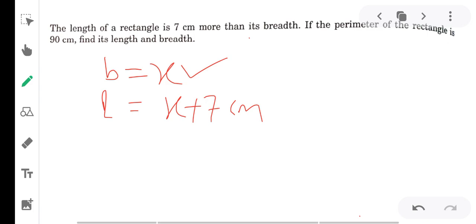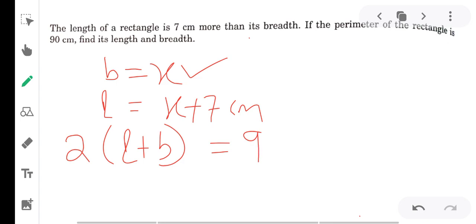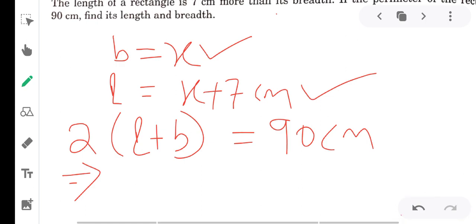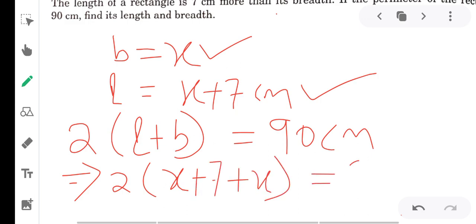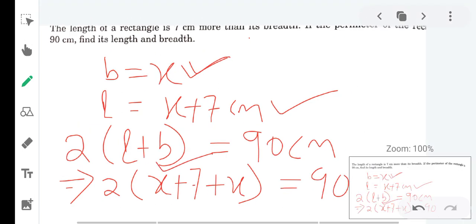So the perimeter of the rectangle is 2 into (length plus breadth), equal to 90 cm, given. You have to write down all these things. Let the breadth of the rectangle be x, then length, 7 cm more than its breadth, equals x plus 7. You have to follow the proper method. So 2 into (x plus 7 plus x) equal to 90 cm. Here you can find the value of x, that will be breadth, and length will be x plus 7. Clear?